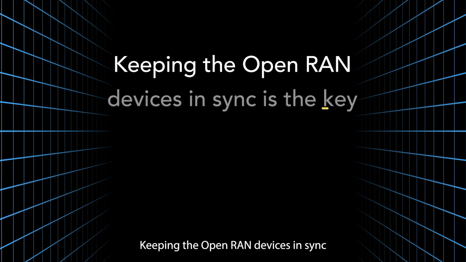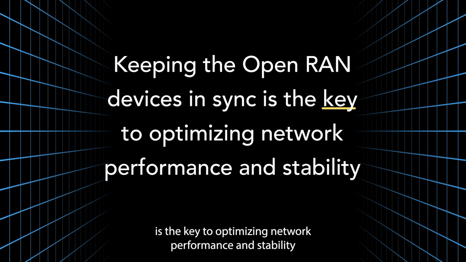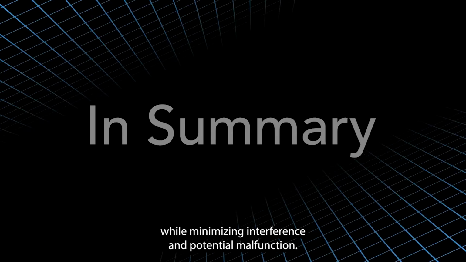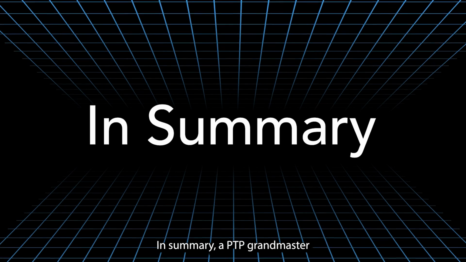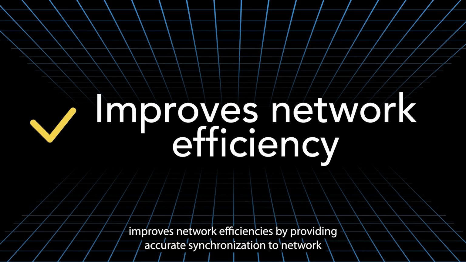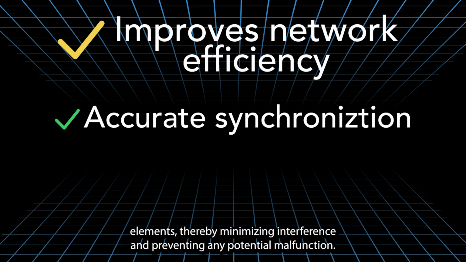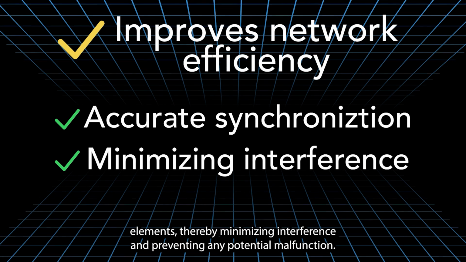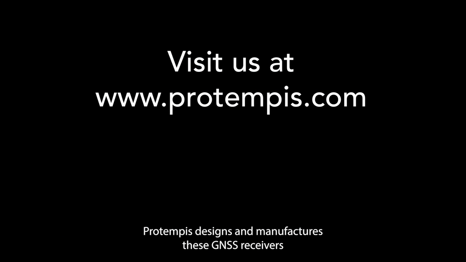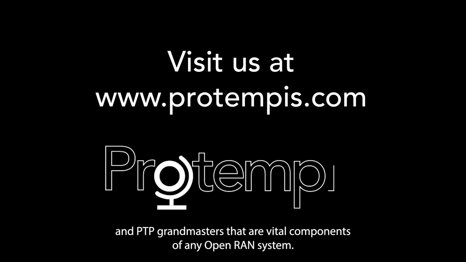Keeping the Open RAN devices in sync is the key to optimizing network performance and stability while minimizing interference and potential malfunction. In summary, a PTP Grandmaster and PTP-enabled devices improves network efficiencies by providing accurate synchronization to network elements, thereby minimizing interference and preventing any potential malfunction. Protempus designs and manufactures these GNSS receivers and PTP Grandmasters that are vital components of any Open RAN system.